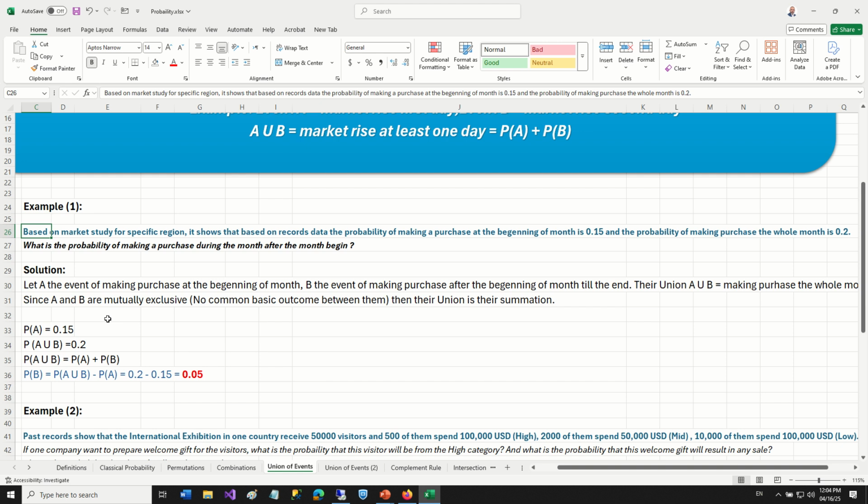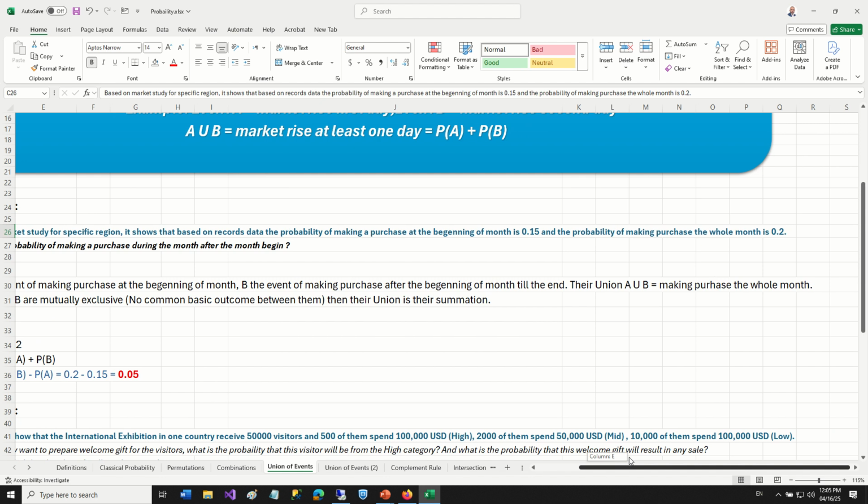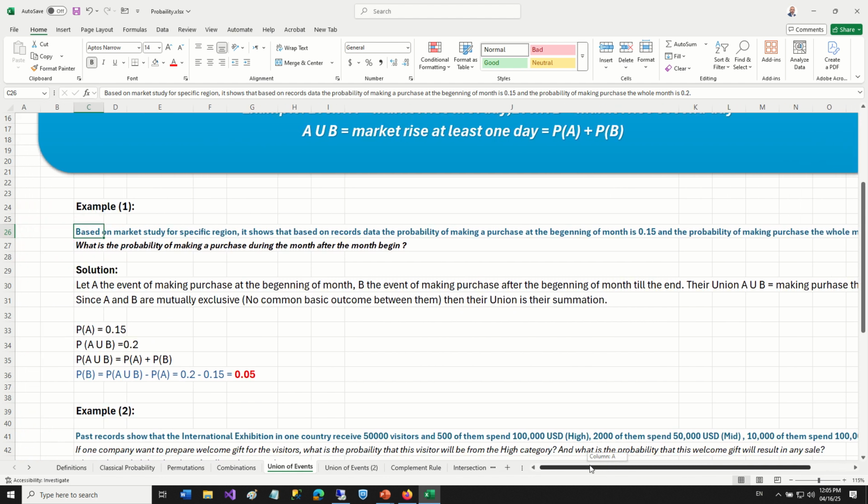So in the solution, let A be the event of making a purchase at the beginning of the month, and B the event of making a purchase after the beginning of the month till the end. Okay, so event B is not mentioned. We want to get the event B. Their union, the union of A and B, so the union of making a purchase at the beginning of the month and making a purchase after the beginning of the month till the month's end, will be making a purchase the whole month. Okay, so A union B means making a purchase the whole month.